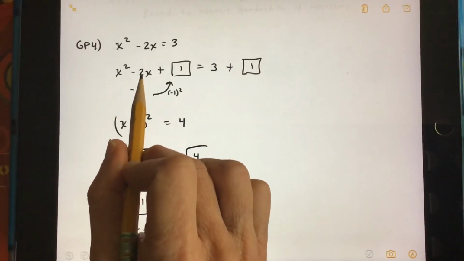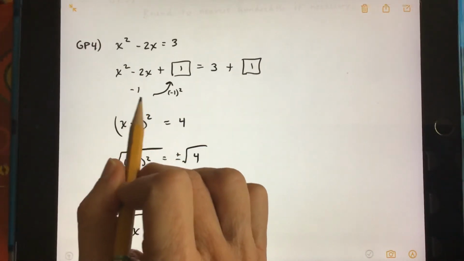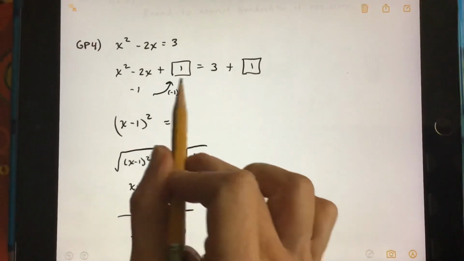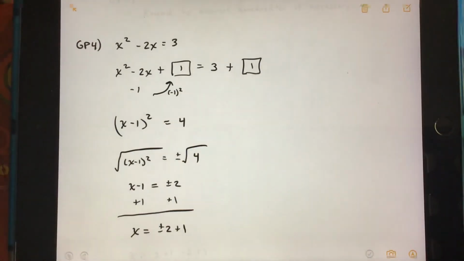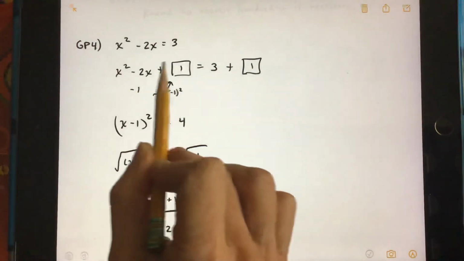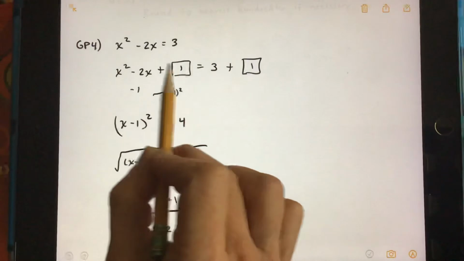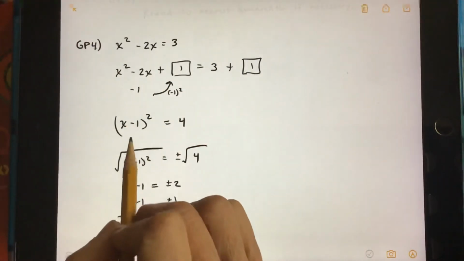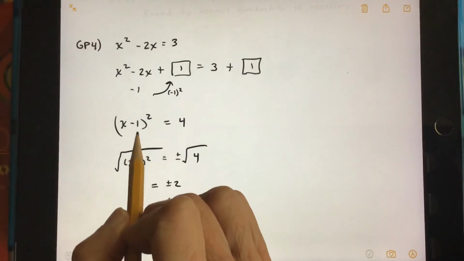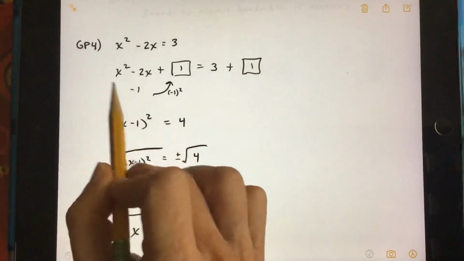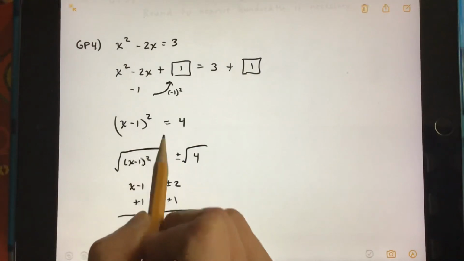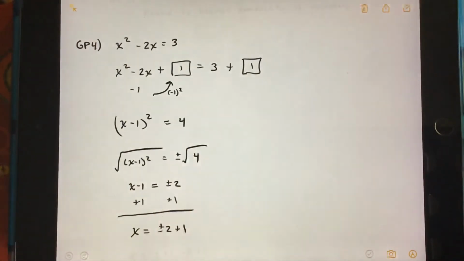Negative 2 cut in half, or negative 2 divided by 2, is negative 1. We'll square that negative 1. Negative 1 squared is 1, and we're going to put it in both our boxes to keep our equation true. Then we're going to rewrite this perfect square trinomial as the square of a binomial. We pull this minus 1 down into the binomial that we're squaring, and now we've rewritten x squared minus 2x plus 1 as x minus 1 quantity squared, and that's equal to 3 plus 1, which is 4.